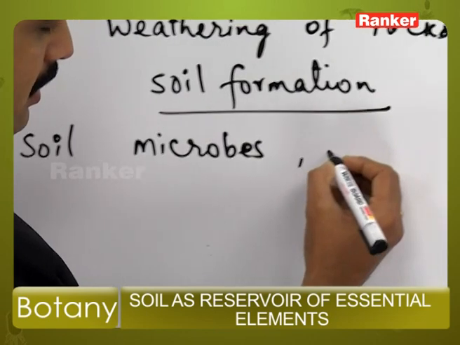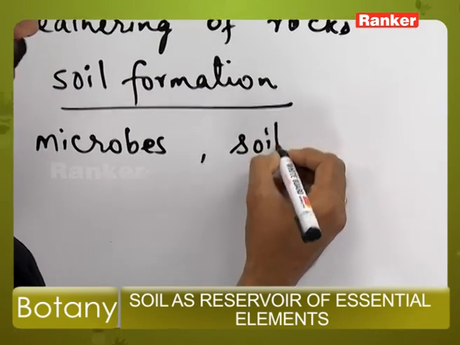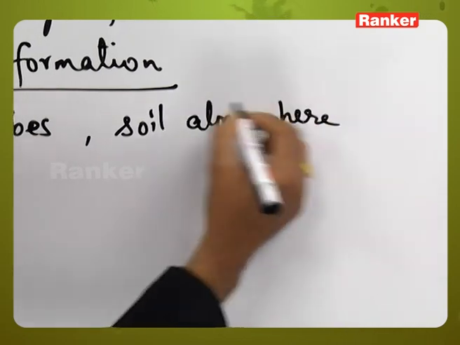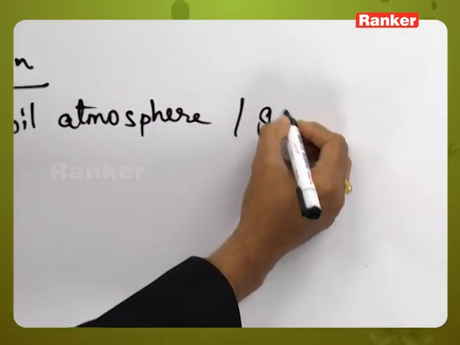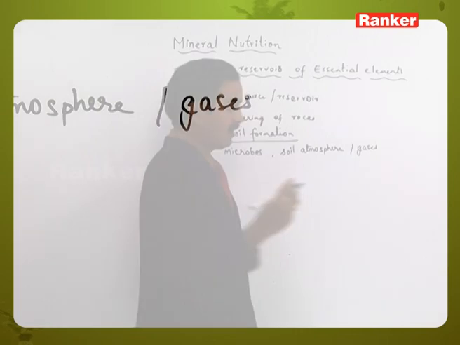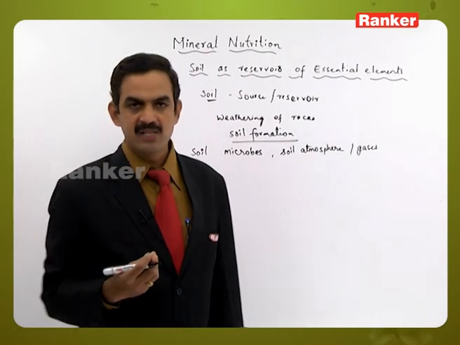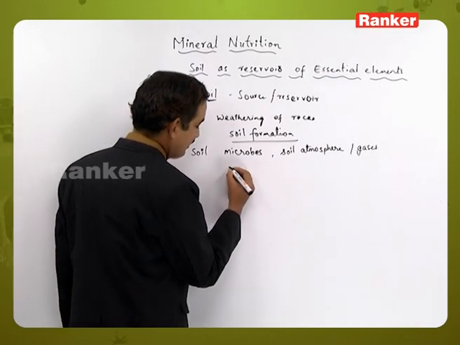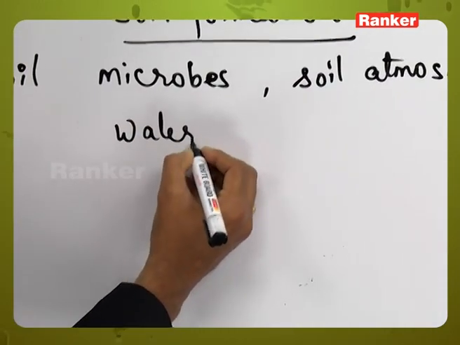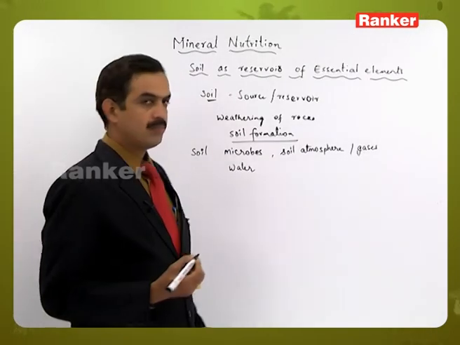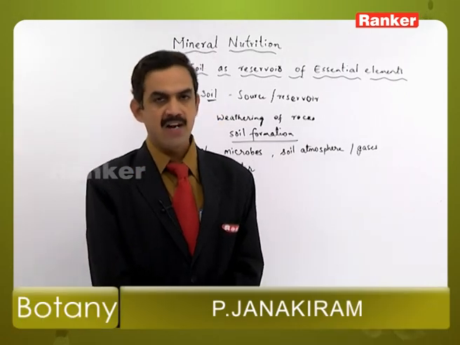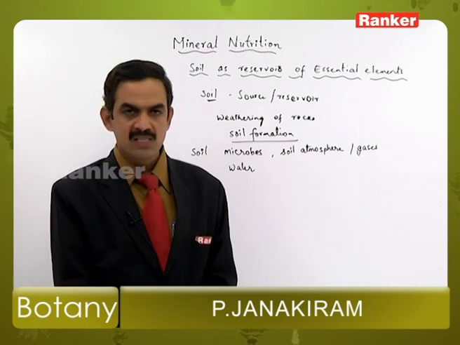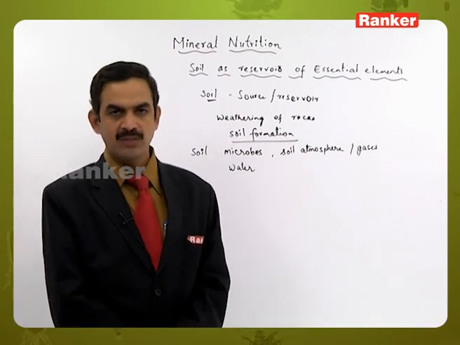Then soil atmosphere, that is the gases which are required for the plant, are present in between the spaces of soil particles. Apart from this, the water is also taken from the soil. Likewise, the soil is a source for various types of materials which are required for plant growth and development.